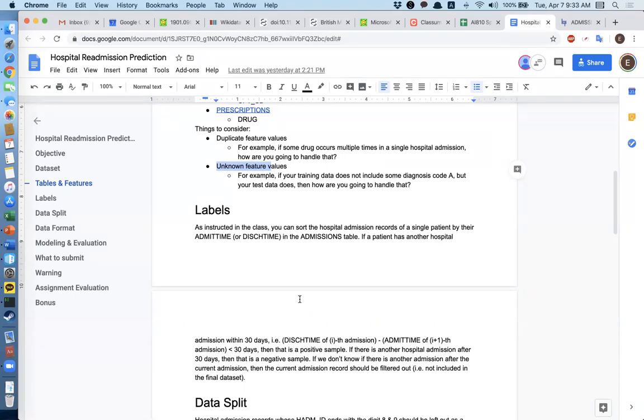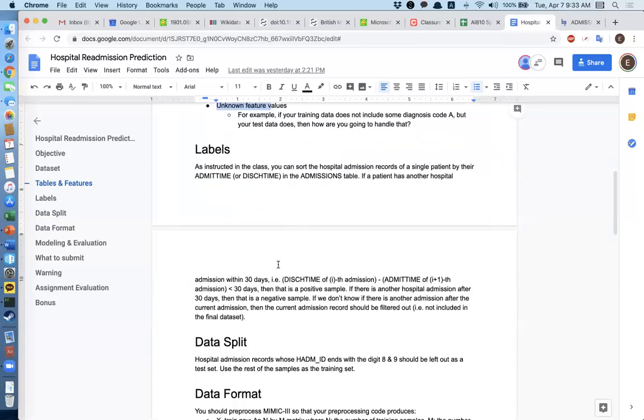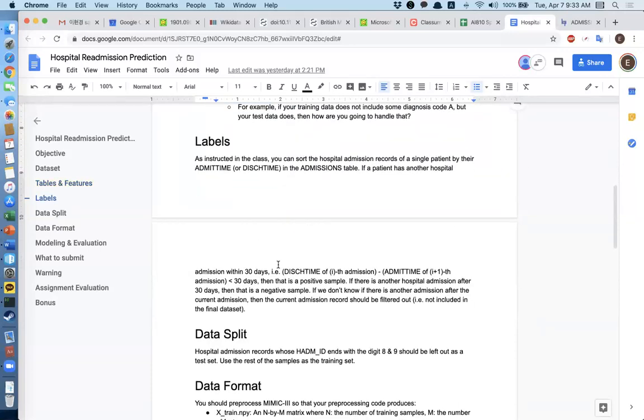You can decide to ignore that. That's probably the easiest way to go, and I suggest you do that, because trying to deal with unseen values is a very difficult job.